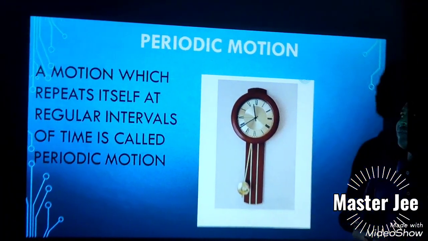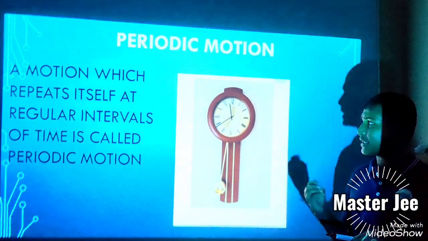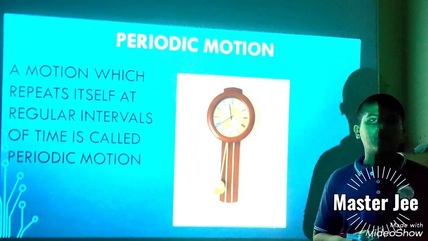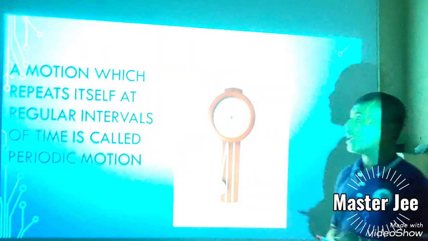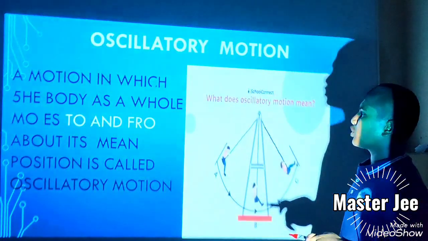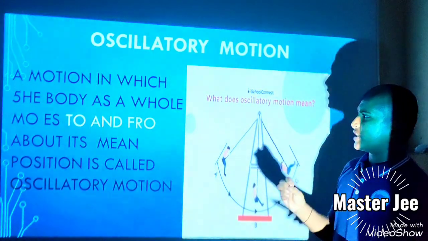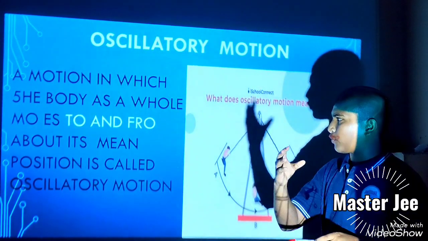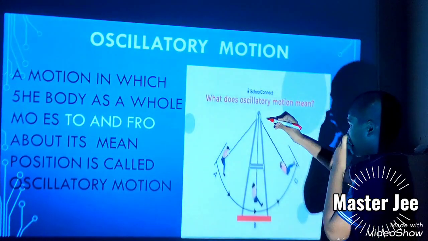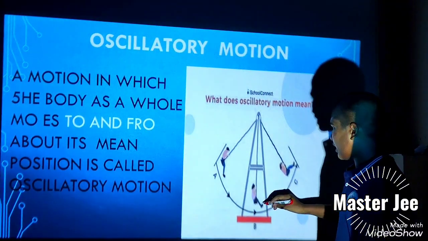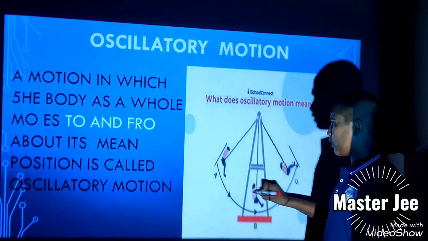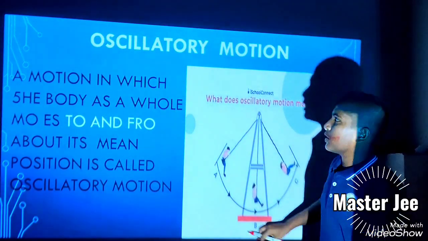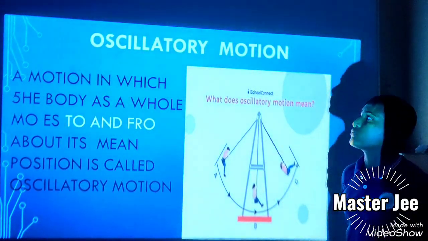Periodic motion. A motion which repeats itself at regular intervals of time is called periodic motion. Oscillatory motion. A motion in which the body moves to and fro. Like here, a girl is swinging to and fro. It is known as oscillatory motion.